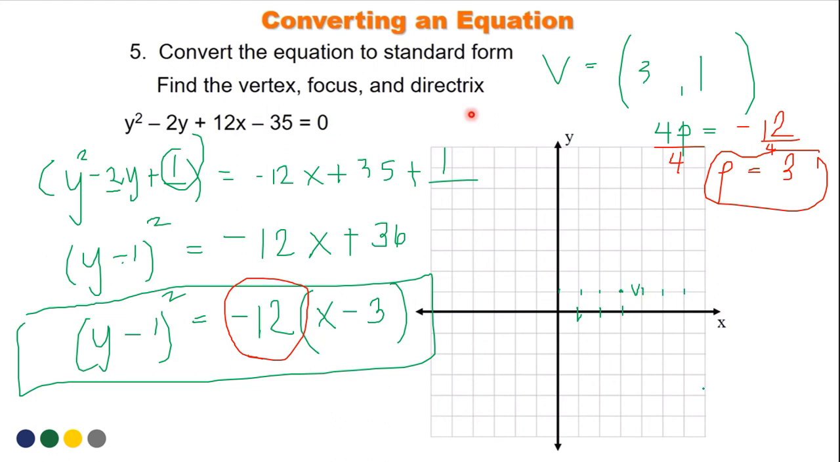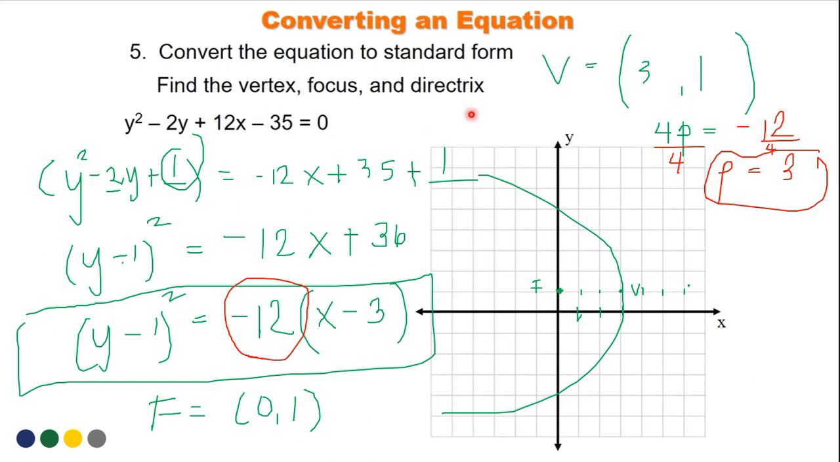Now, tell me, where is the focus and where is the directrix? You said the opening is to the left. Where is the focus? Sir, 0, 1. The focus is 0, 1. So this is the focus, this is F. Very good. So our F here is 0, 1, and this is the opening of the graph.